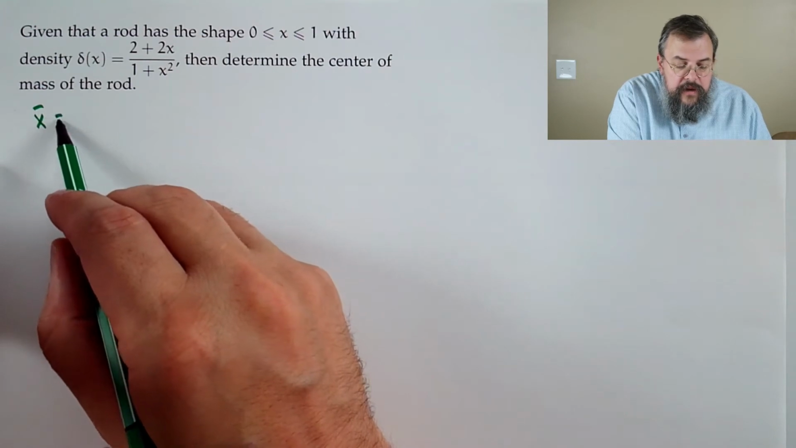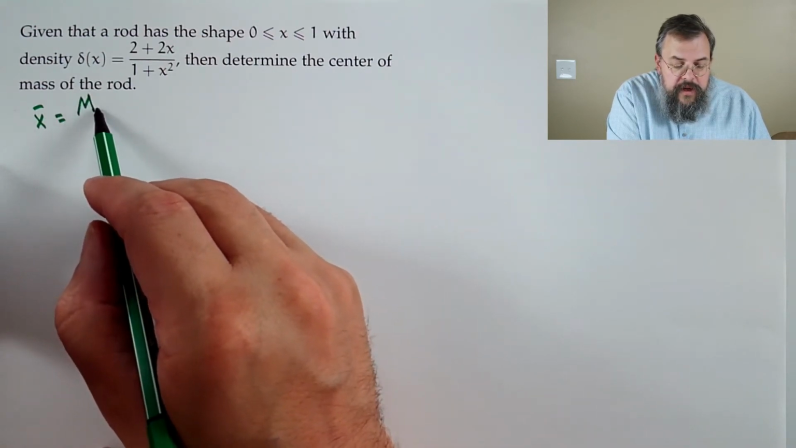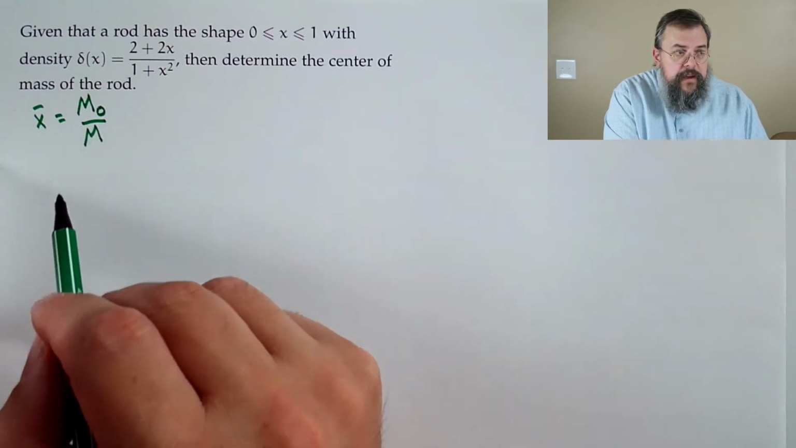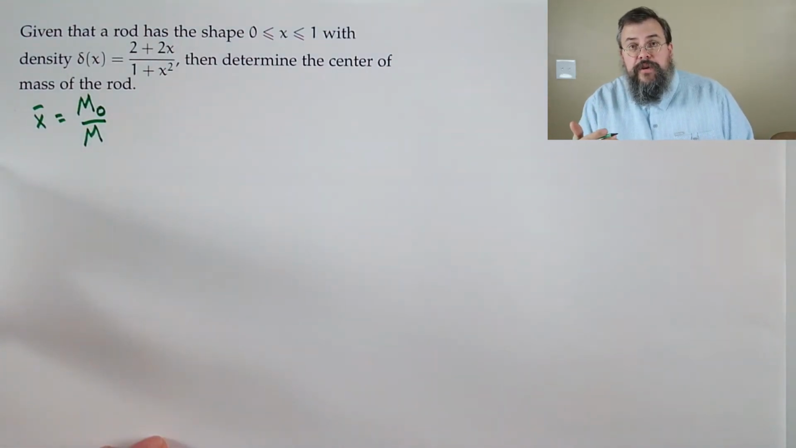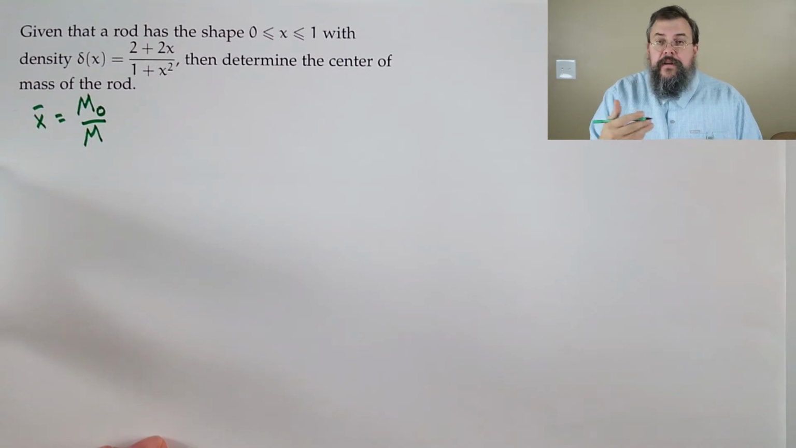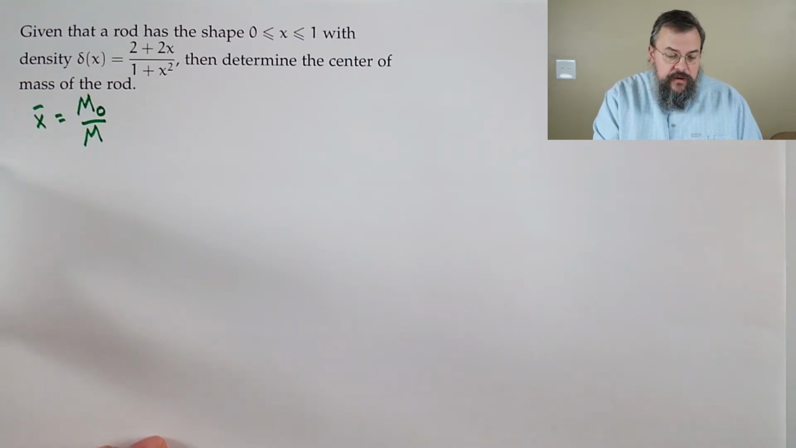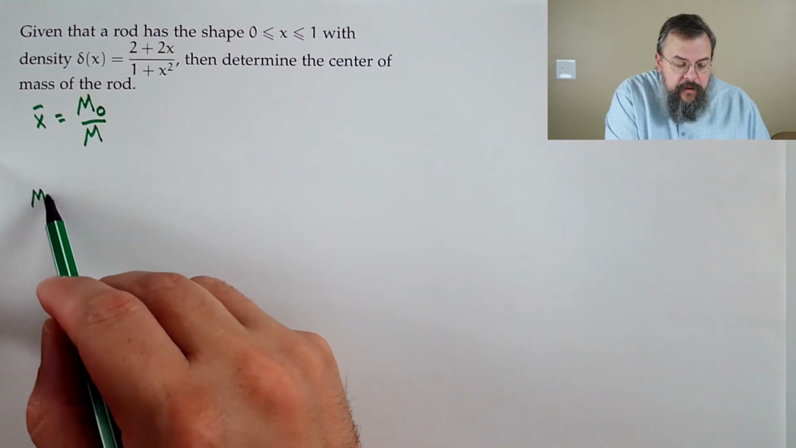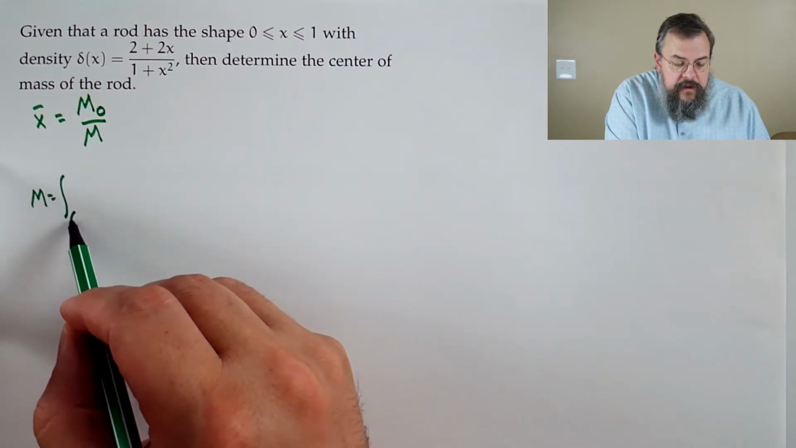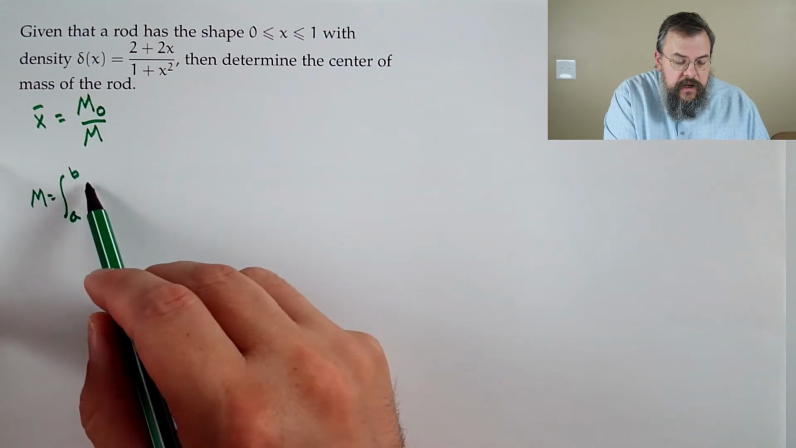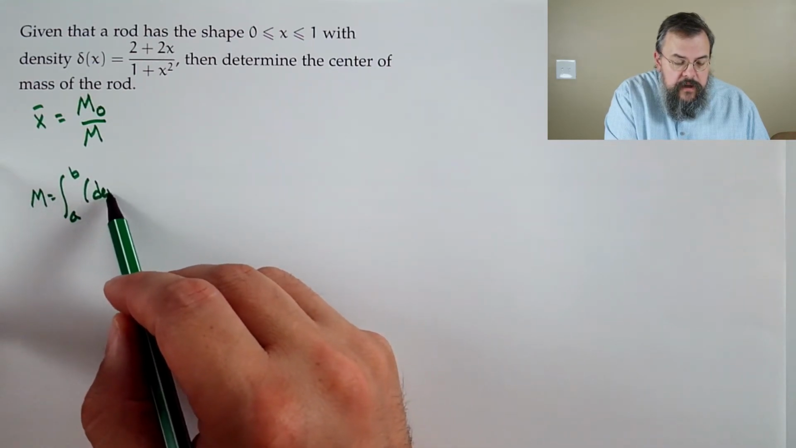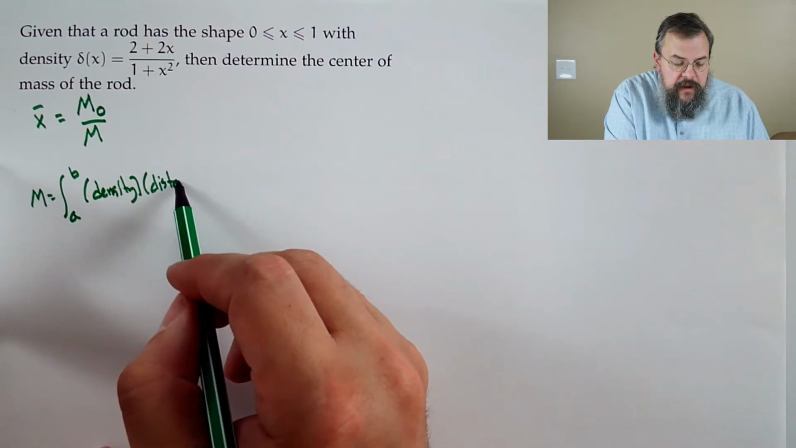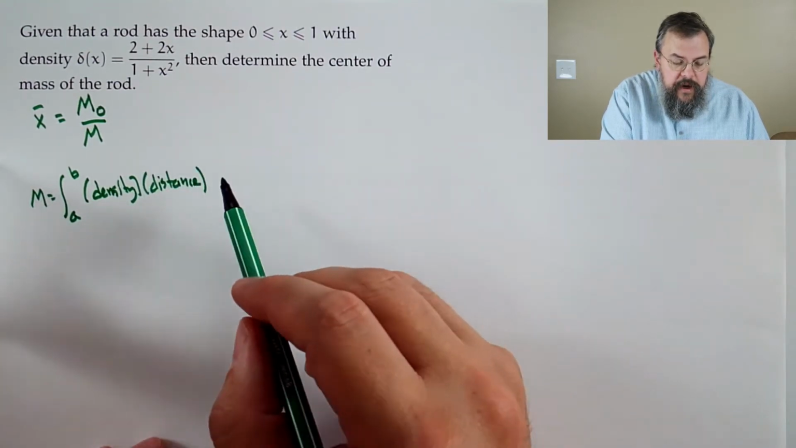So it is the moment with respect to the origin, or if you like, with respect to 0, over the mass. So we have to compute two different things. What's the mass, and what's the moment with respect to 0? Well, mass, that's pretty straightforward. Mass says you're adding up, start to finish, your density times your distance. And that's your mass. Okay, well, no big surprises.